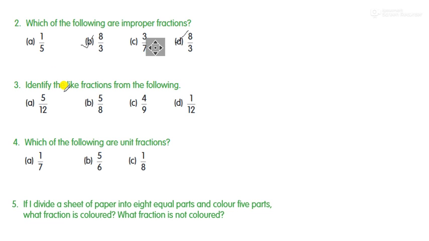Identify the like fraction from the following. We have to identify the like fraction. In the denominator the number should be the same. So here we have a 12, here also we have a 12. So 5 by 12 and 1 by 12.